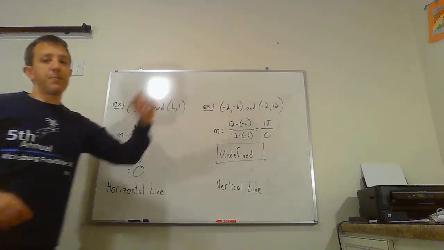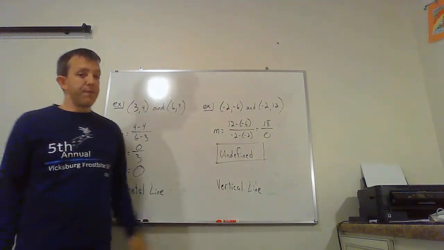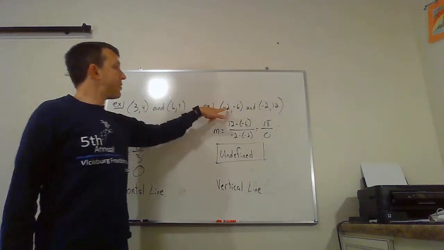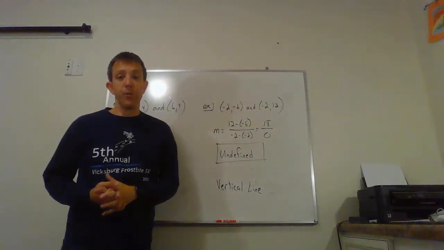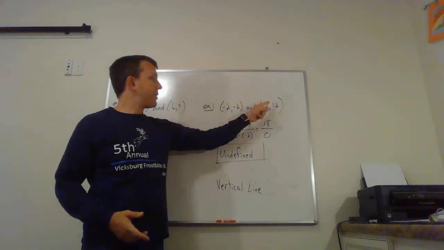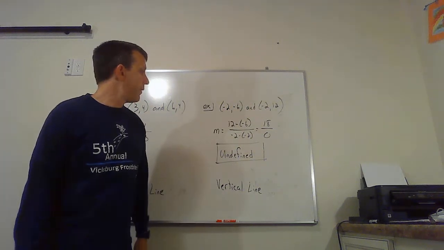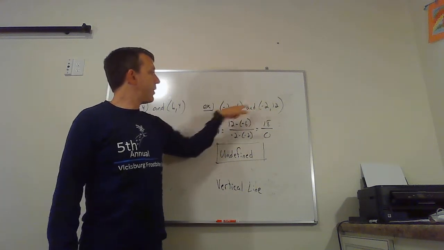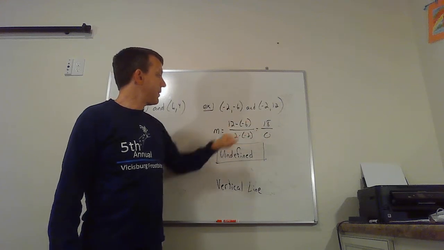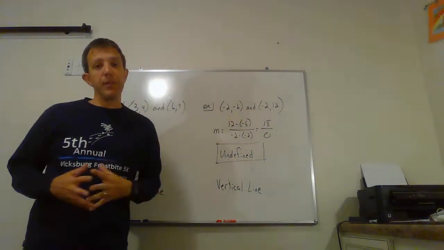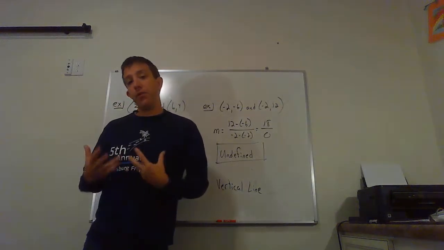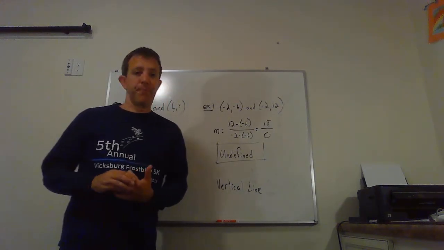All right, which brings me to my second example. This one's going to be a vertical line. So here you can see my x values didn't change. They both have values of -2. So we have -2, -6, and -2, 12. So I set up my subtraction, 12 minus -6, which gives me 18. And then on the bottom, -2 minus -2. Again, be really careful of those negative signs. If you do it right, you should get 0 here on the bottom.